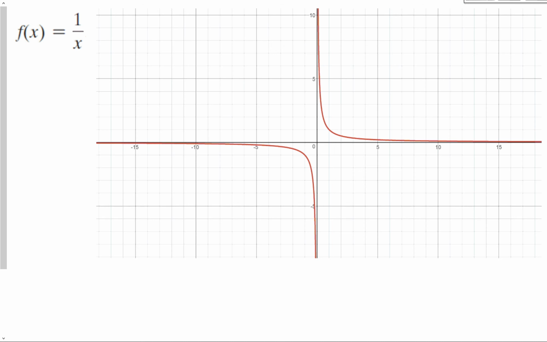Okay, this function should be familiar. We talked a little bit about it at the beginning of this chapter when we were doing transformations and parent functions. This is the parent reciprocal function. You should remember that it's defined in 2 quadrants. It happens to be an odd function because if you reverse it, we get the opposite. If we spin it around 0, it's reflected about 0.